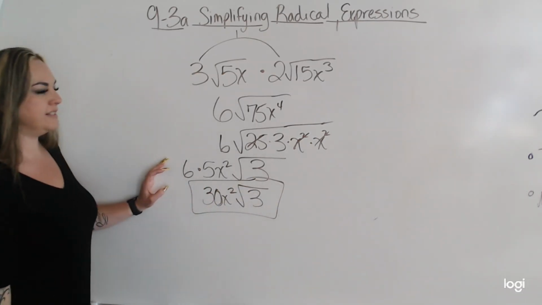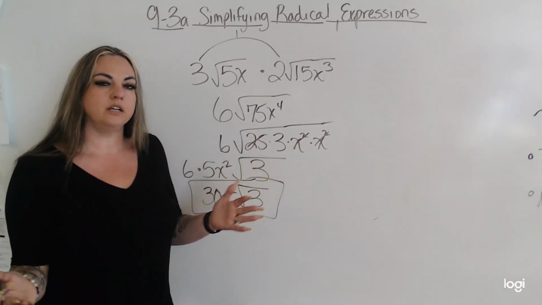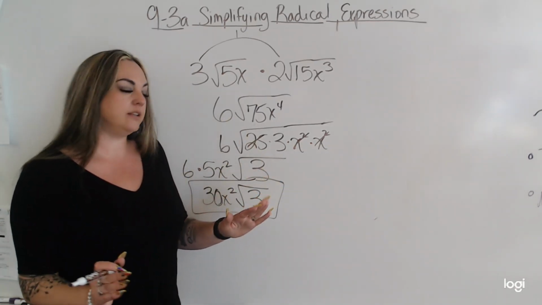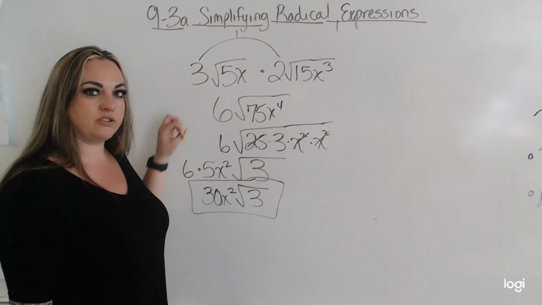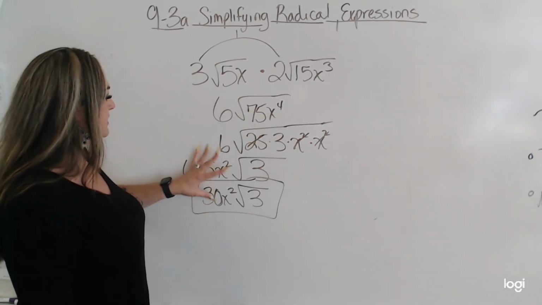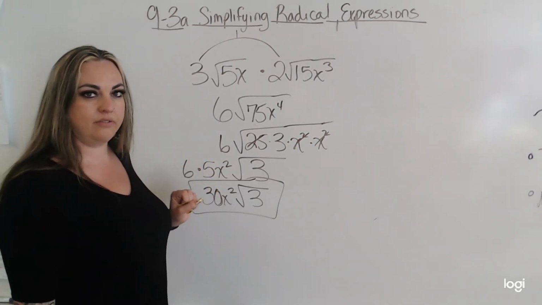So that is how you work with your radical expressions when they're being multiplied. You carry out the multiplication, rewrite to see what perfect squares you now have that you can factor out, and then simplify anything else that's still left that can be multiplied outside of the radicand symbol.